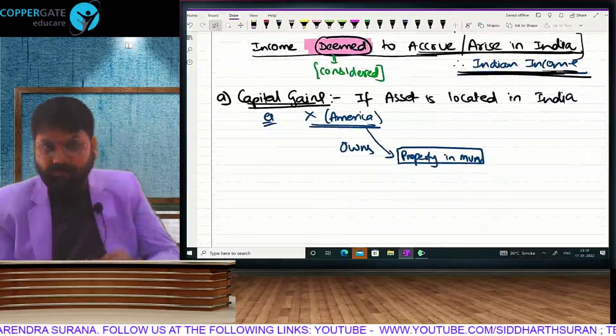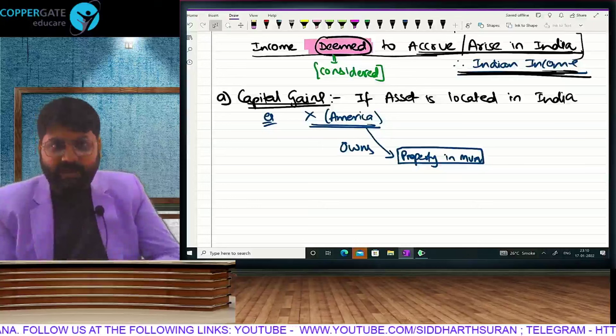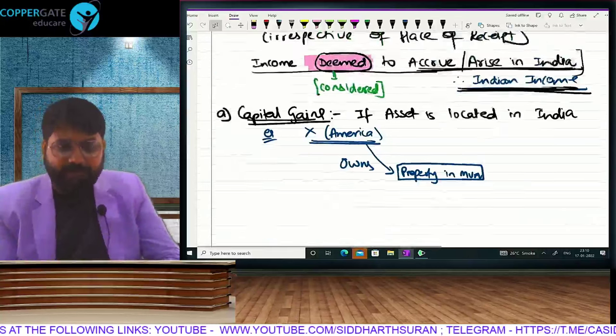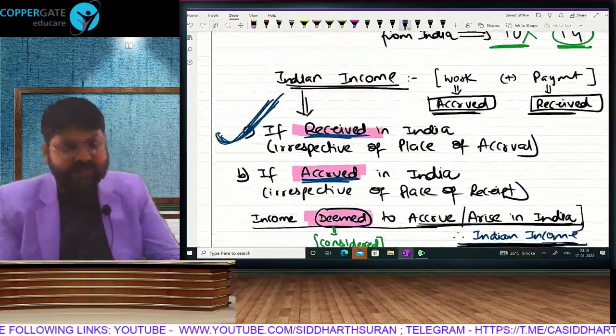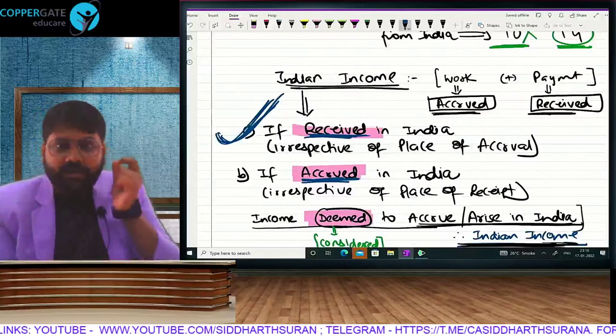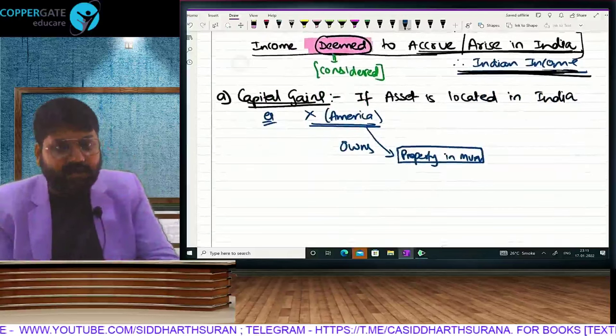If he comes to Mumbai and we do an agreement in Mumbai and I buy the property from him in Mumbai and I give him payment in Mumbai, that means has he received money for sale of property in Mumbai? Yes, sir. That means it will become Indian income and all this is not required also, whatever we are learning.